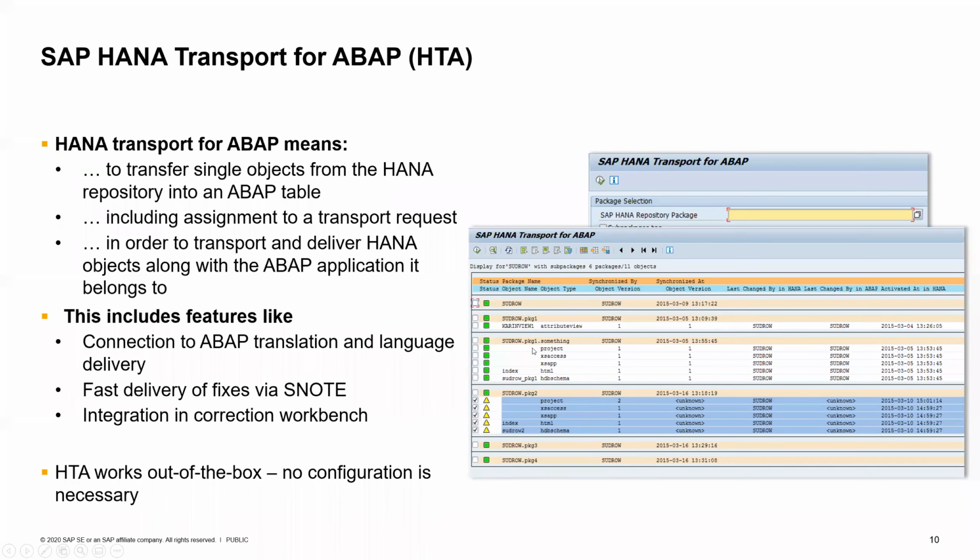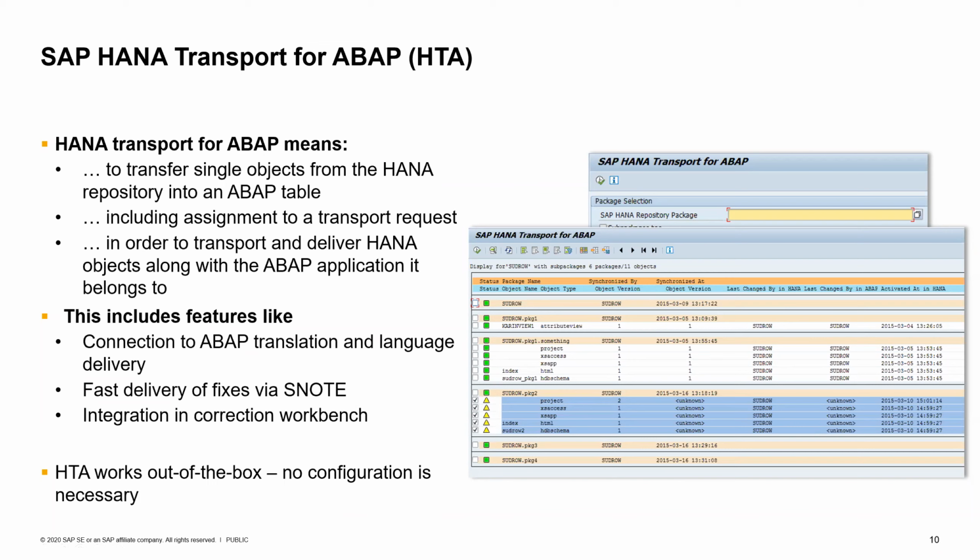And you can then decide what you would like to put into a certain transport request. With this, you can transport the ABAP objects and the HANA objects together in one transport request. This is a functionality that's easy to use, so there's no configuration required. It works out of the box as it is.